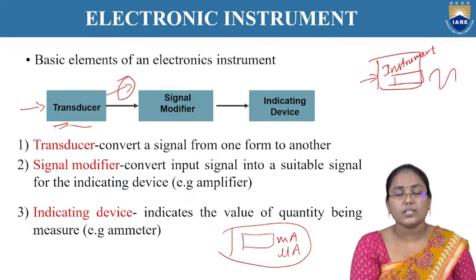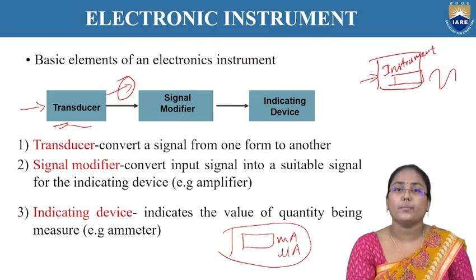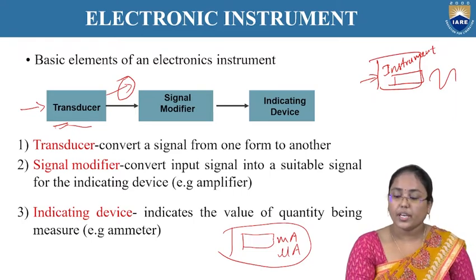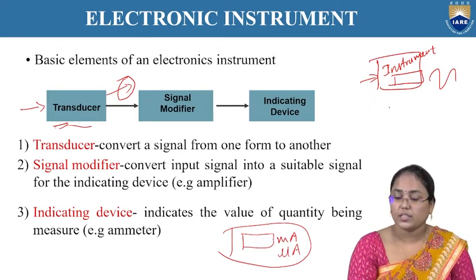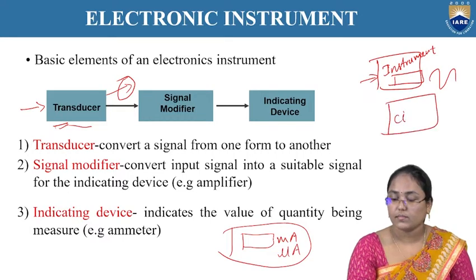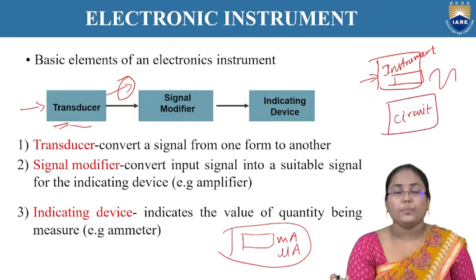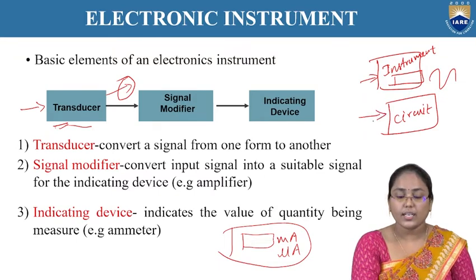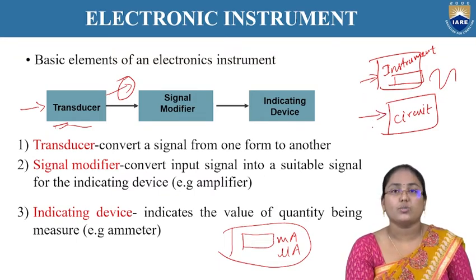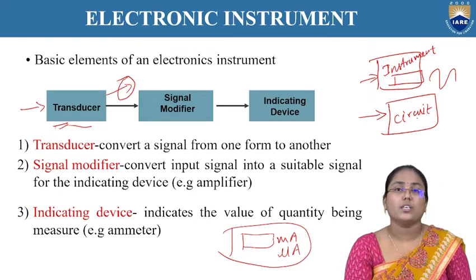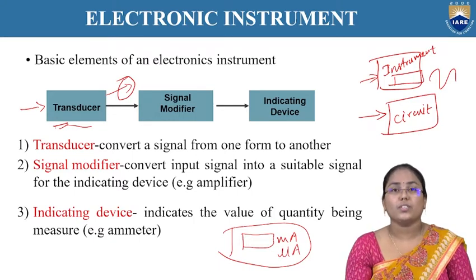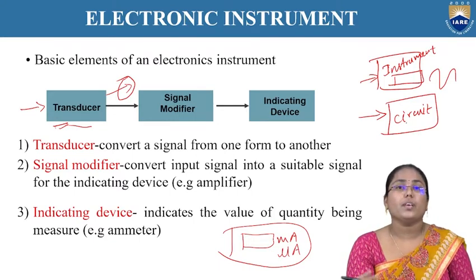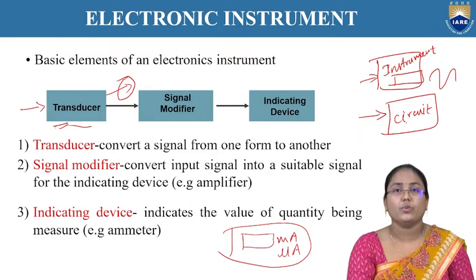Also, this signal modifier, what it can also be is, now I'm taking this transducer in a particular circuit. I can take one input to the circuit. That is, whatever output we are getting from the transducer, we can give it as an input to a particular circuit. There some signal modifications can be done, such as an amplifier, where it increases the strength of the signal. So those things can also happen in the signal modifier.